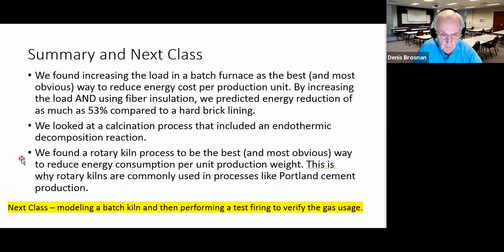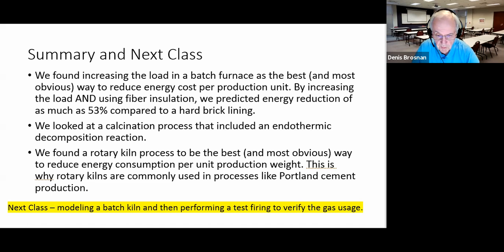The way to reduce energy is to go to a continuous process, and that's the best and actually the most obvious way, since rotary kilns have been around for a long, long time. So you could say, well, we found out what we intuitively knew was going to happen, but it's nice to see the numbers. And one of the things about e-solutions is it provides us with at least realistic numbers to consider. So I hope you've liked that particular part of this simulation.